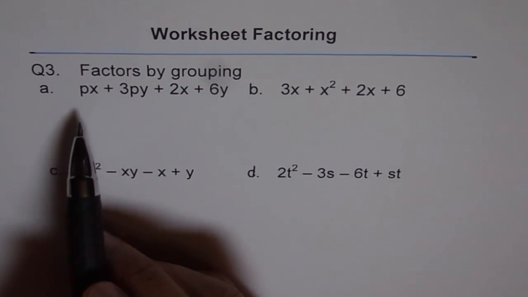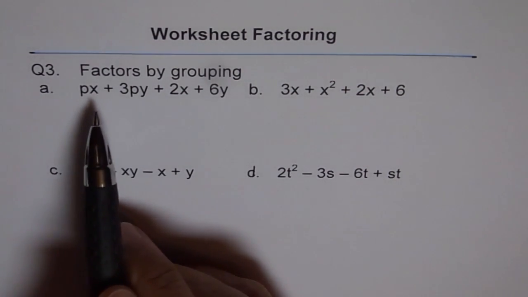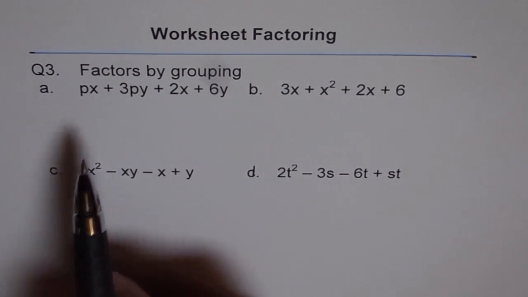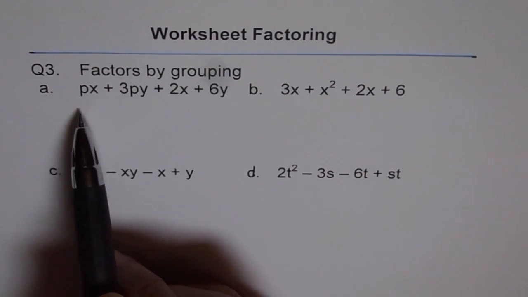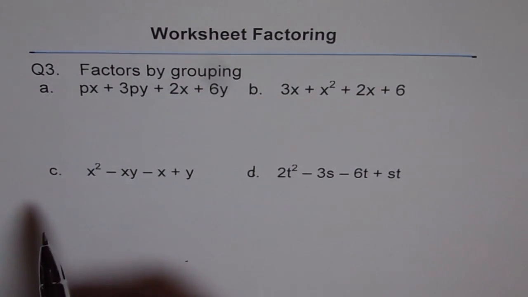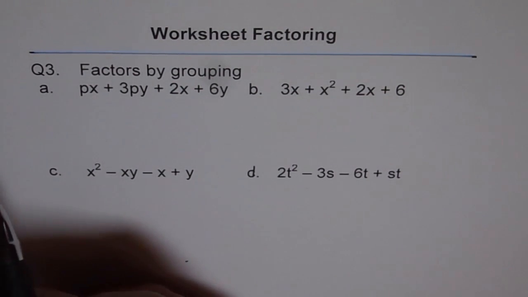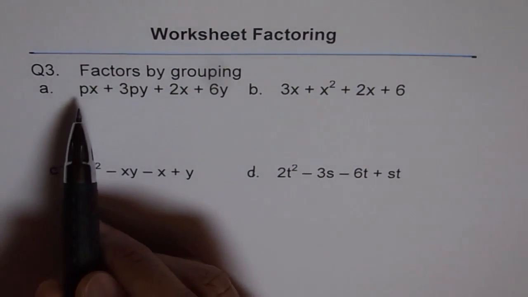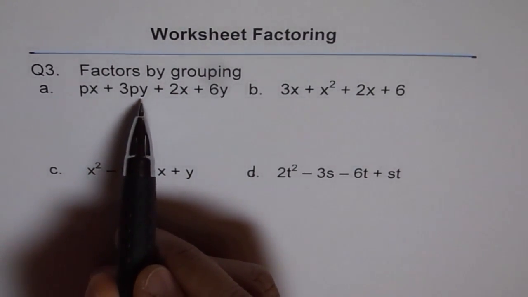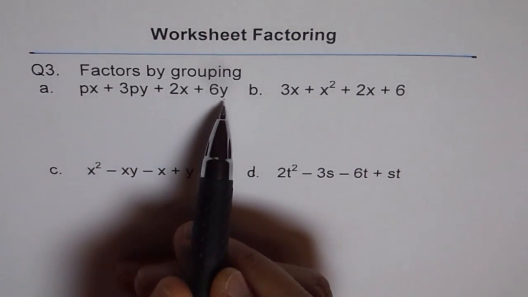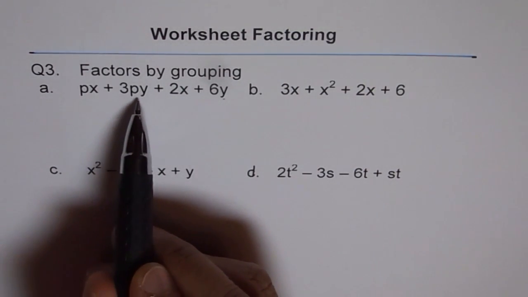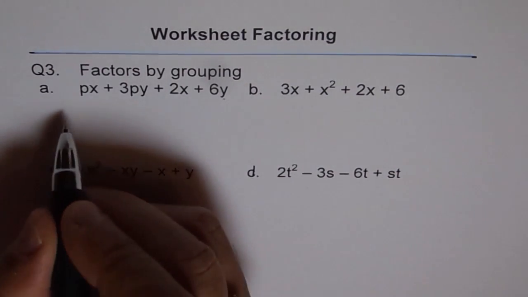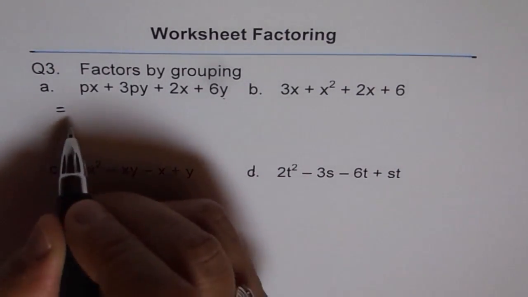Now here, in each group, we have 4 terms. So whenever there are 4 terms, try to make groups of 2. Most of the time that works. Now here we can see we have px plus 3py plus 2x plus 6y. So in the first 2 terms, p is common. So let's take p common and see what do we get.